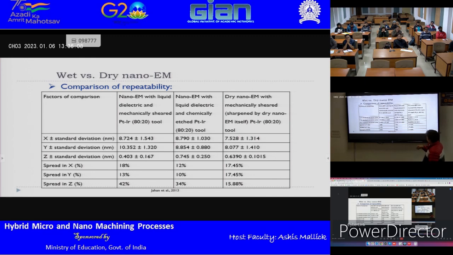But for nano EDM with the electrochemical etched tool, for both wet EDM and dry EDM, the electrochemical etched tool performs better. So that means the electrochemical etched tool is still good. If you do dry EDM with an electrochemical etched tool, that would be the best solution for you.